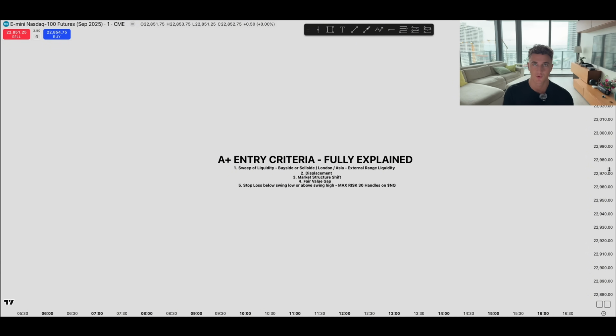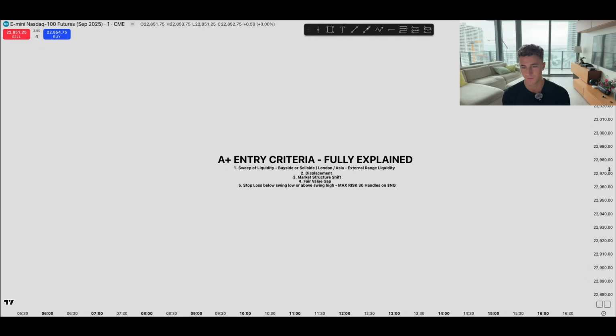Okay, so once you have your entry, you want to have a correct and valid stop loss. So this can either be below a swing low. Let's say, for example, you're bullish and you're going long. You're going to have your stop loss below a valid structure point, such as a swing low. If we are bearish, of course, it's going to be vice versa. You have your stop loss above a swing high.